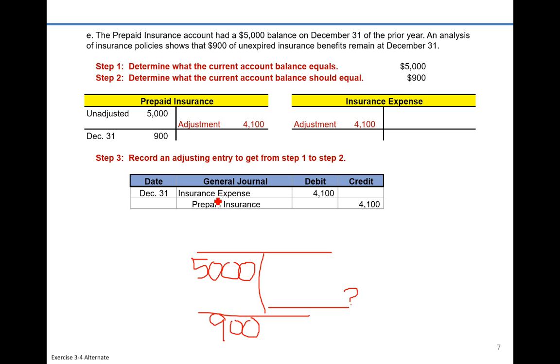Okay, let's take a look at part F. The company has earned but not recorded $800 of interest from investments in CDs for the year ended December 31st. The interest revenue will be received on January the 10th of the following year. Okay, so the company has earned but not recorded $800 of interest from CDs.